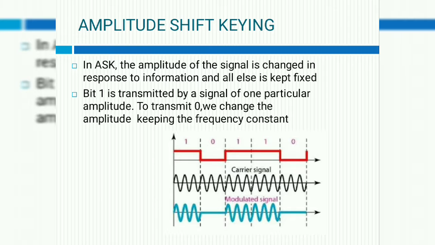See here, amplitude shift keying works in a similar way. Whenever there is a 1, the carrier is passed. Whenever there is a 0, the carrier is not passed. When the information is 1 1, both carriers are passed. So this is known as amplitude shift keying.